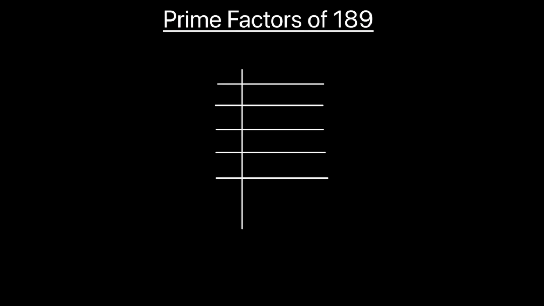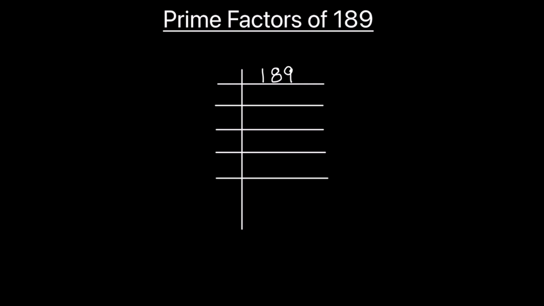Hello students, in this video we are going to learn how to find the prime factors of number 189 using repeated division or prime factorization. To find the prime factors of 189, we'll divide 189 using prime numbers.